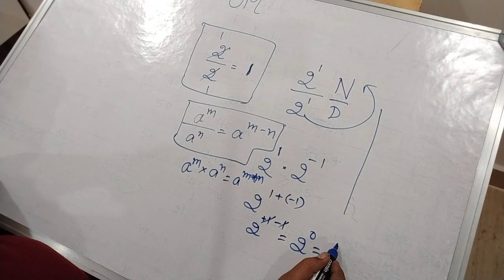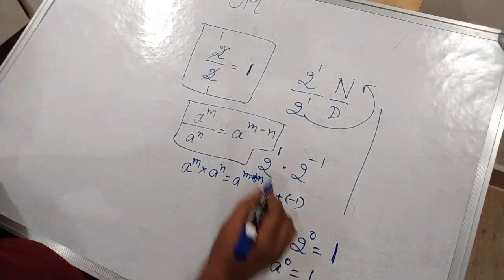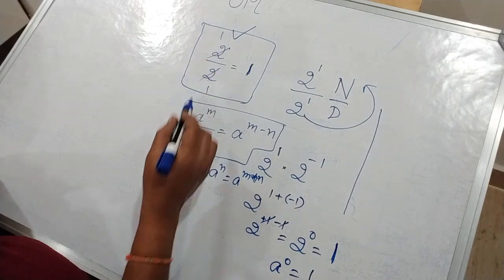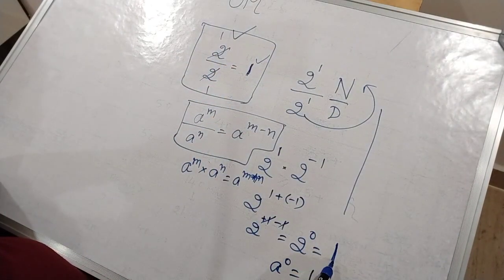We say 2 to the power of 0 is 1. This is the law: any number to the power 0 is always 1. So we started from here, 2 by 2, and we end up with the answer 1.